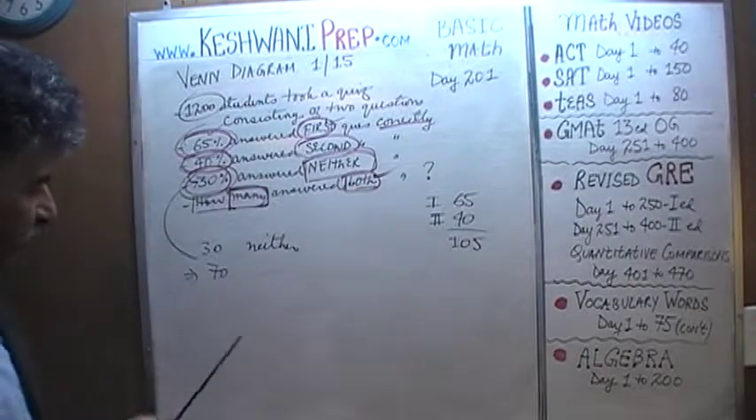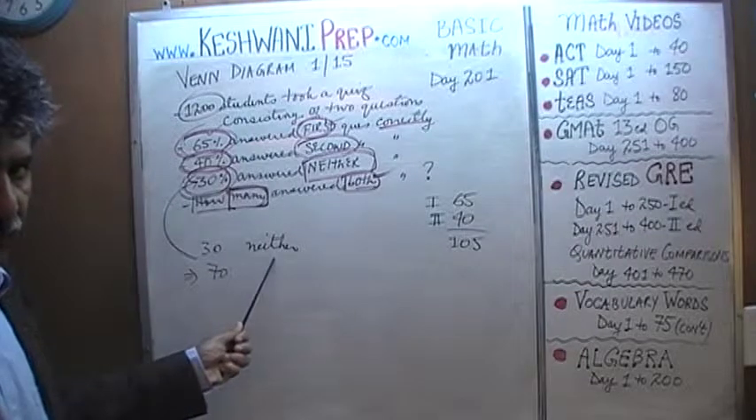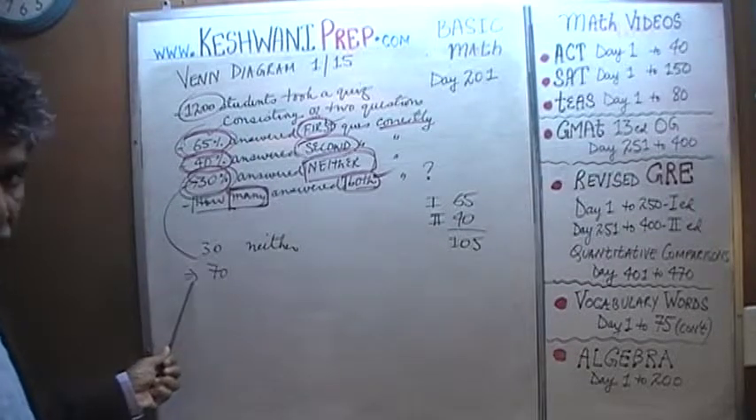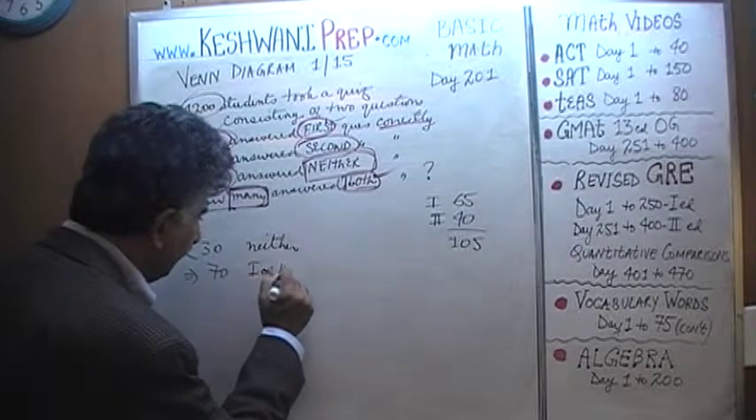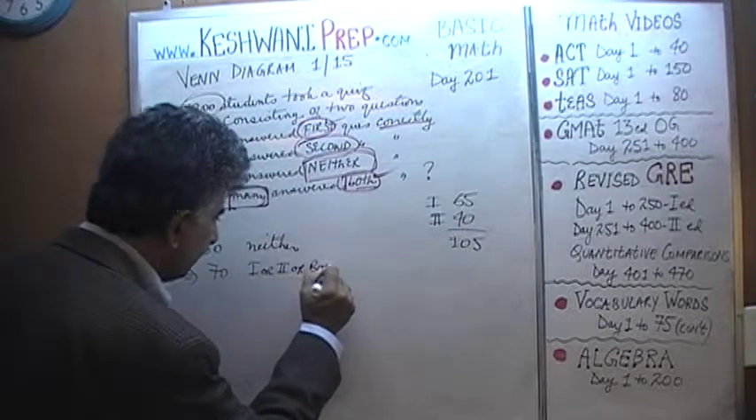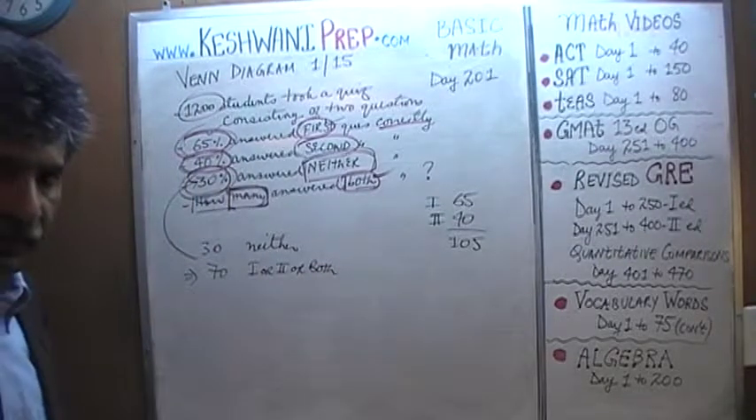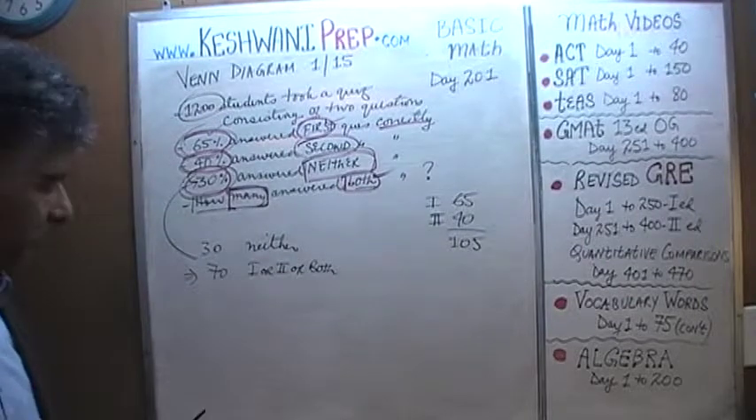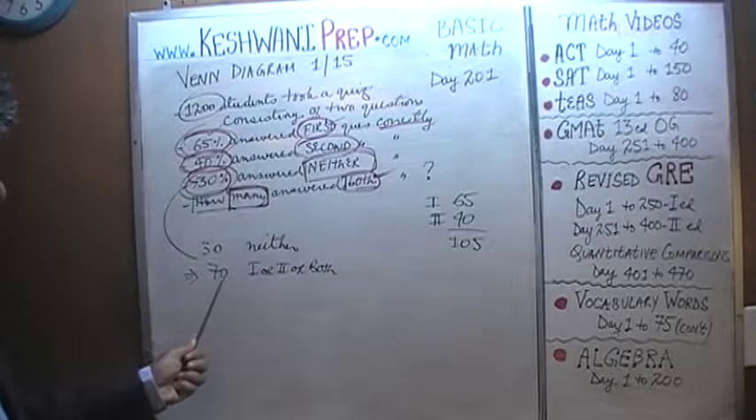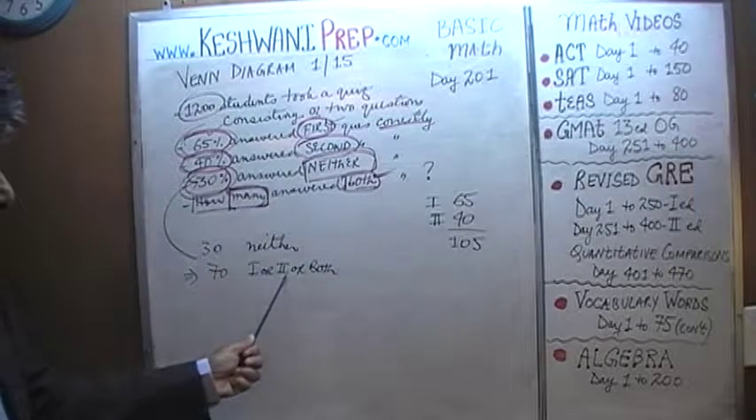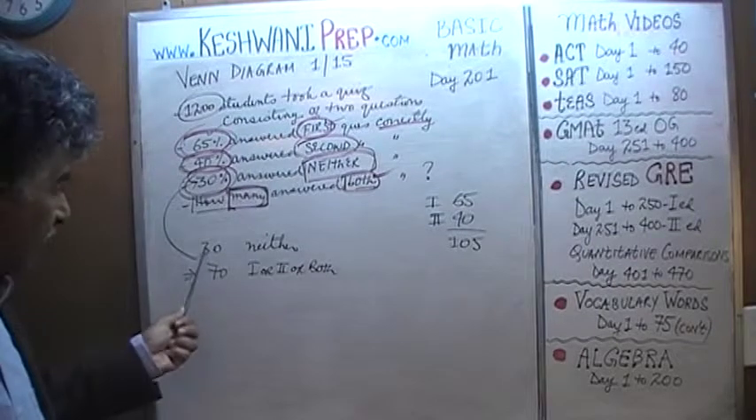Let's not deal in percentage, let's just pretend there are 100 people. If 30 people answered neither of the questions correctly, that in turn must imply that 70 people must have answered one or two or both. Makes sense, because there are 100 people. It has to add up to 100. So if 30 people answered neither, 70 must have answered either the first question correctly or the second question correctly, or perhaps both of them. 70%, obviously, because 100 minus 30.